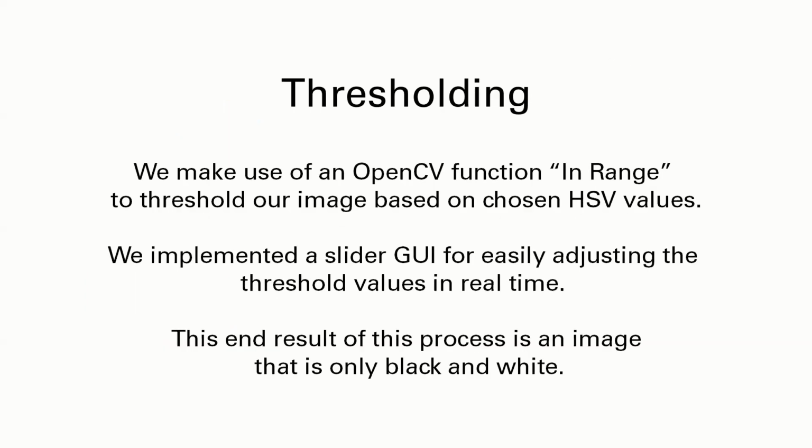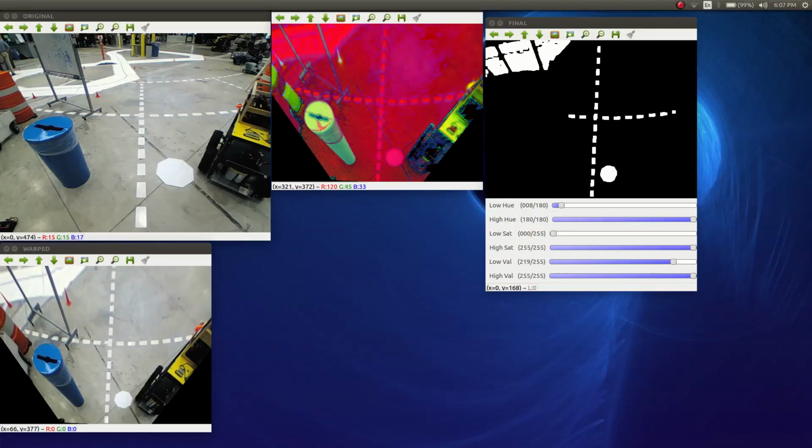After we have converted the image to HSV, we can perform our thresholding. We make use of an OpenCV function called inRange to threshold our image based on the chosen HSV values, and we use a slider GUI to easily change those values. The end result of this process is an image that is only black and white. This is how we find our white lines.